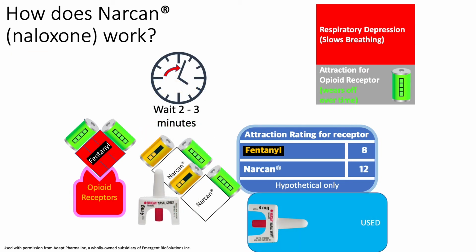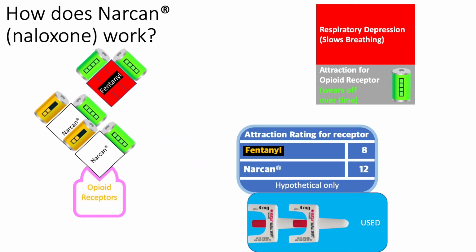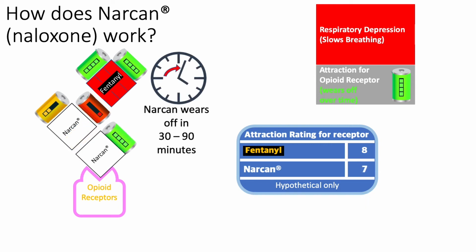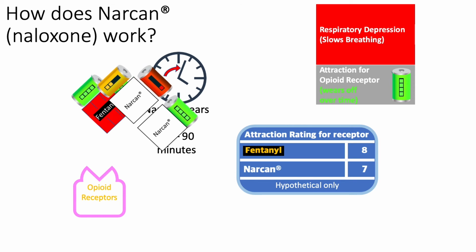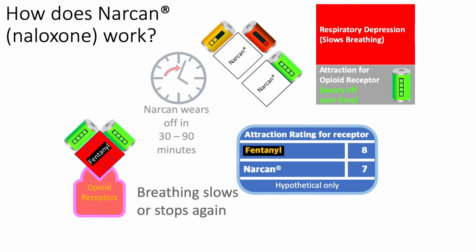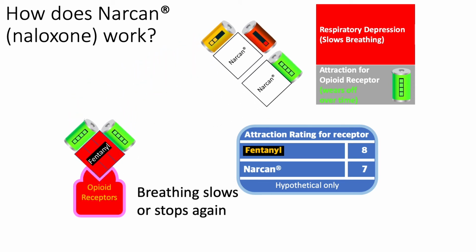After waiting 2 to 3 minutes after the first dose, the second dose of Narcan is given, and then has enough attraction to the receptor to overcome fentanyl's bond. Narcan again loses the ability to hold on to the receptor after 30 to 90 minutes, and because of fentanyl's relative strength, it can again bind with the breathing pathway receptor and slow or stop breathing.